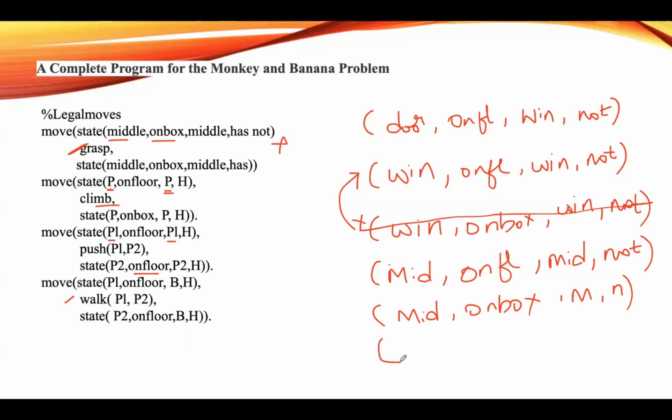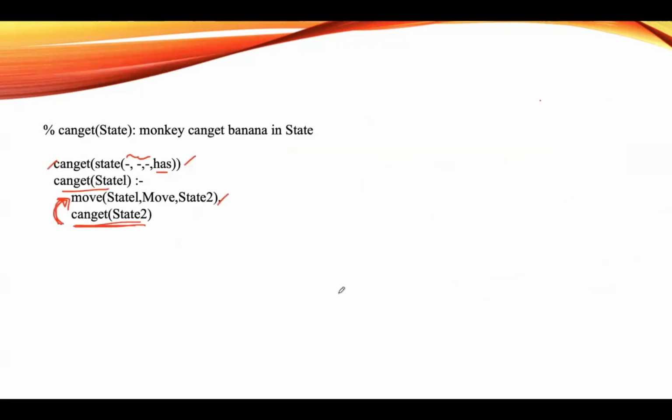So what will be the result now? Here middle remains the same, on box, box is at the middle, and now has not is changed to has. So not is changed to has. Now if you execute this, can get state 2 returns true, because now the monkey is having the banana. The monkey got the banana, so execution will stop at this place.